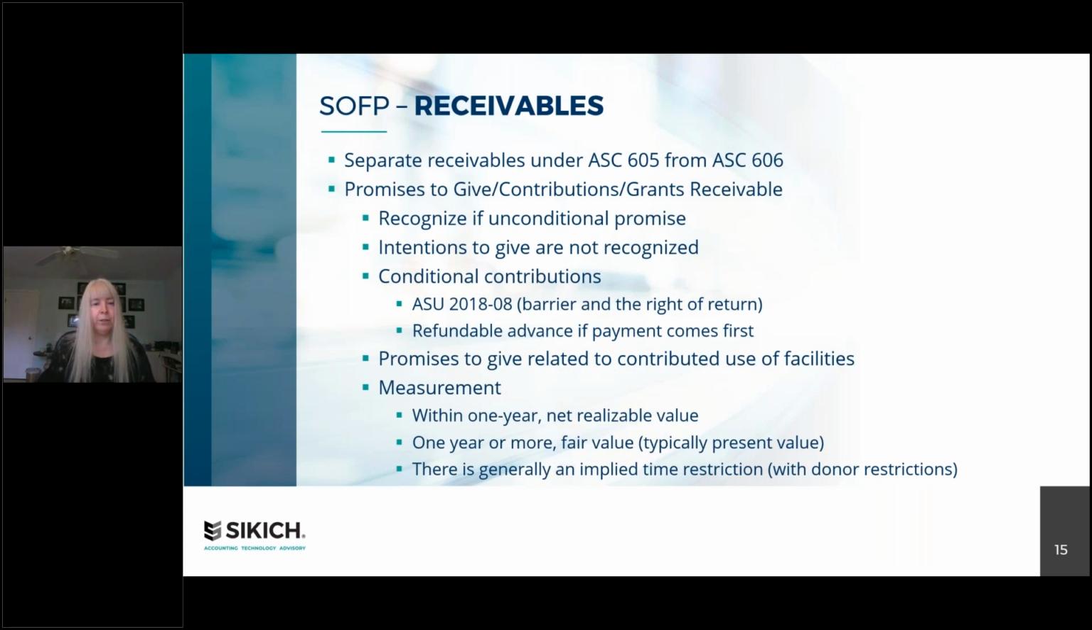One other area that's sometimes missed with promises to give or contributions receivable: there's generally an implied time restriction. So promises to give that are due in future periods have that implied time restriction, and those time restrictions generally lapse as the promises become due. So don't forget to include promises to give with future due dates in your net assets with donor restrictions.